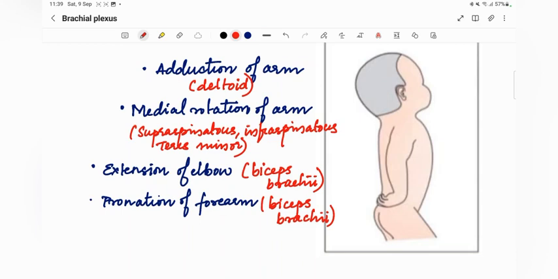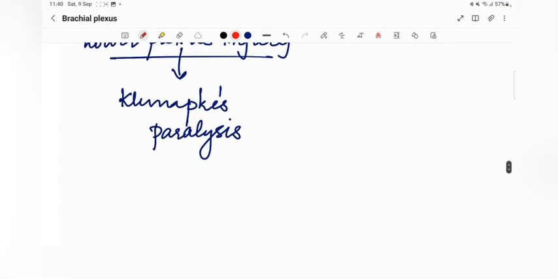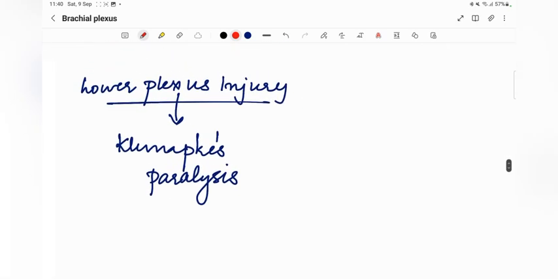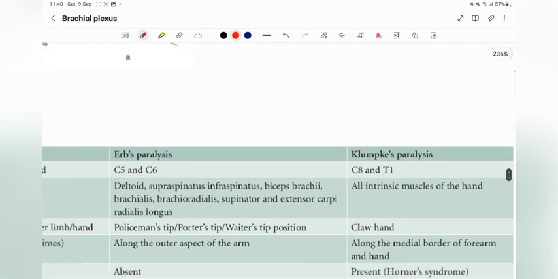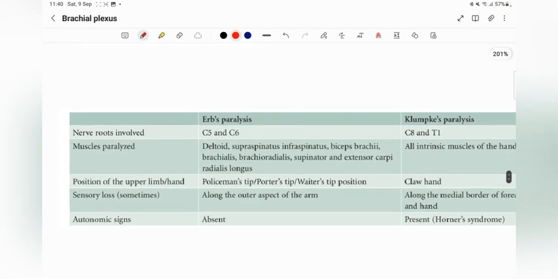So here in this deformity, the arm hangs by the side, it will be adducted, medially rotated, and the forearm is extended and it's pronated. Due to the paralysis of which muscles? We have already listed it down here. So apart from the Erb's paralysis, we also have Klumpke's paralysis, which occurs due to lower plexus injury. Now let's discuss the features of both Klumpke's and Erb's paralysis.